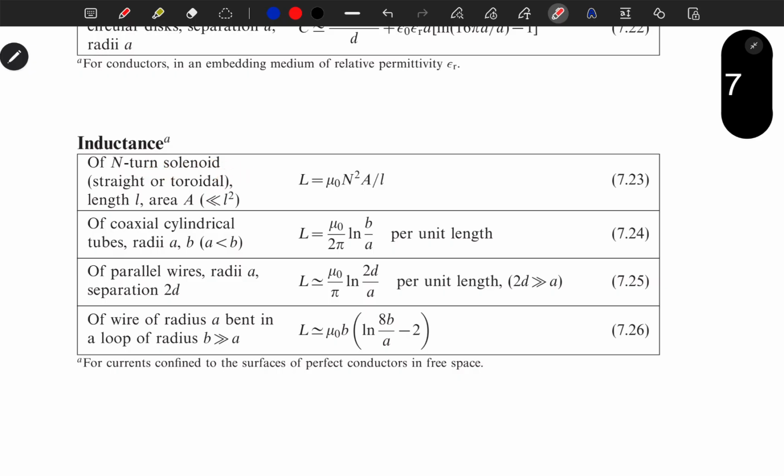Inductance for an n-turn solenoid will be L equal to mu n square A by l. For a coaxial cylinder, mu 0 by 2 pi ln B by A. For parallel wires of radius A separated by 2D, we get mu 0 by pi ln 2D by A. For a wire of radius A bent to a loop of radius B, we get mu 0 B times ln of 8B by A minus 2.